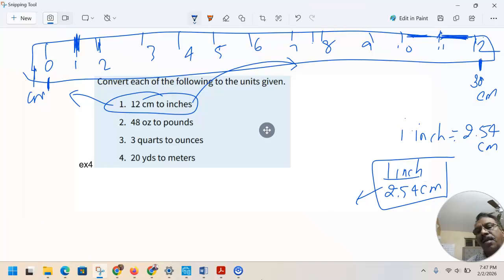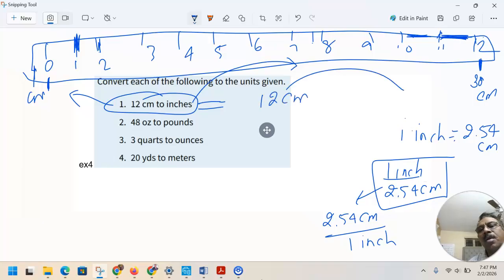Another way to write the rate is you can write 2.54 centimeter up and write down 1 inch. So it all depends on what question is asked. And in this case, this is given to us: 12 centimeters, and you need to convert this into inches. So this time, which one do we need to multiply?